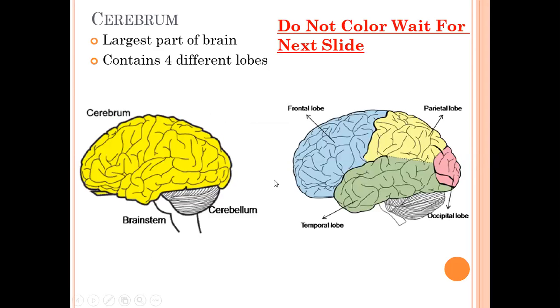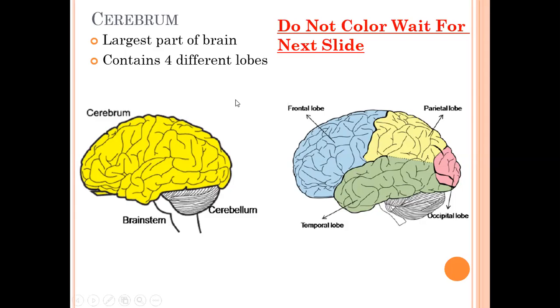All right, the cerebrum is the largest part of the brain. It contains 4 different lobes. So this picture on the left here that's kind of in gold or yellow, this is the cerebrum. This whole top part of the brain is the cerebrum. Don't confuse cerebellum with cerebrum. They are 2 separate things. You can see the cerebellum is right down here we talked about earlier. The cerebrum is the whole top part of the brain up here that I'm circling with my cursor.